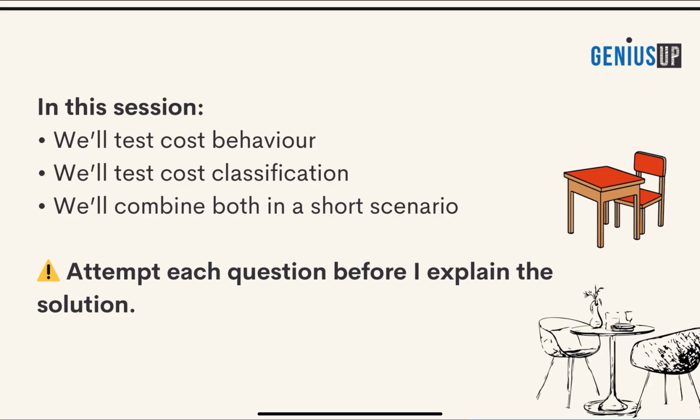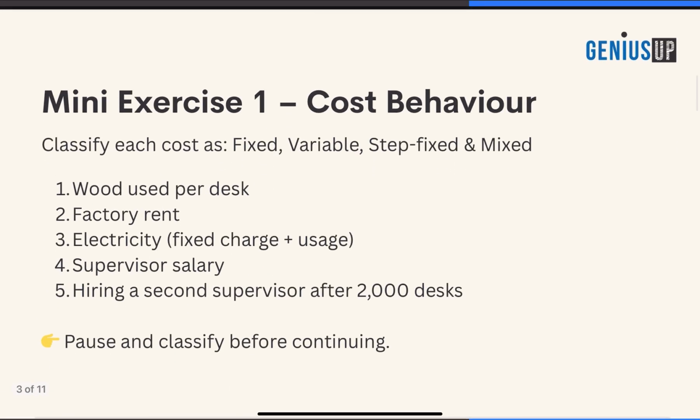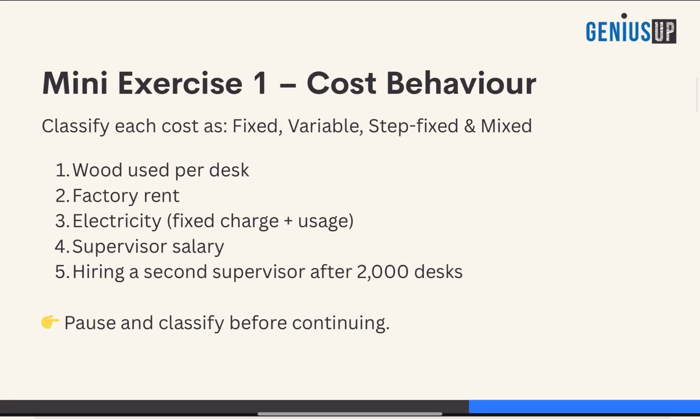So we're going to be using an example company, which is a furniture company. So that's why you see furniture, table and chairs here on the side, because we're going to be working with the assumption that we're dealing with a furniture company that produces furniture such as tables, chairs, wardrobes, and all those kind of things. So the first exercise is on cost behavior.